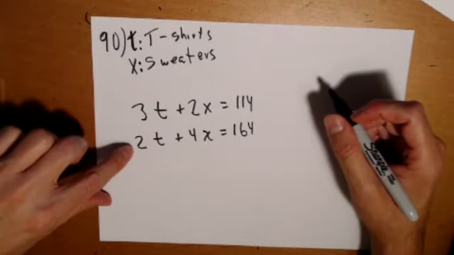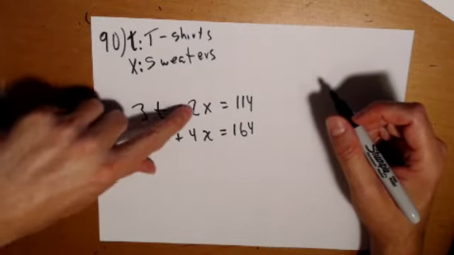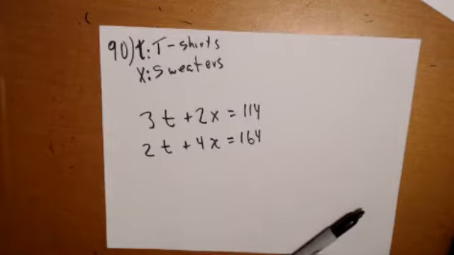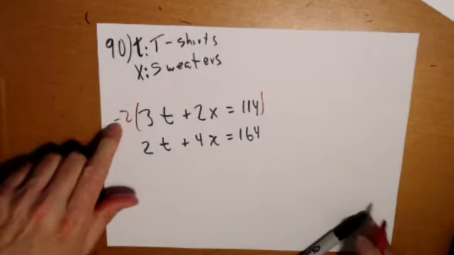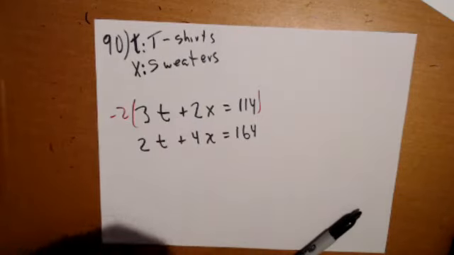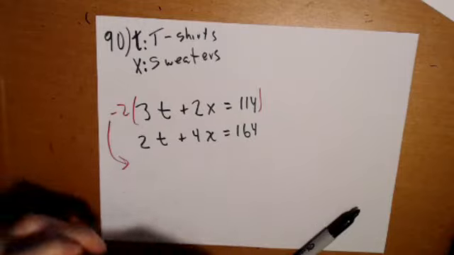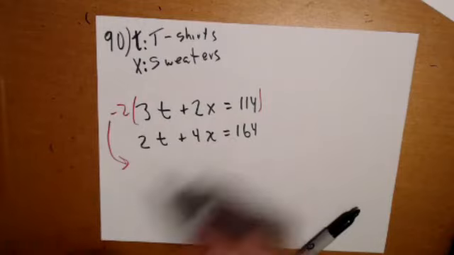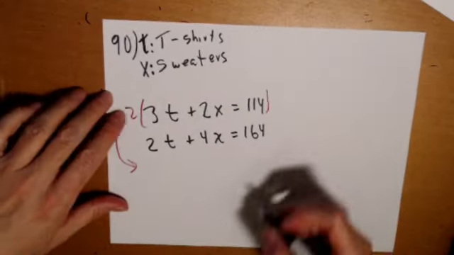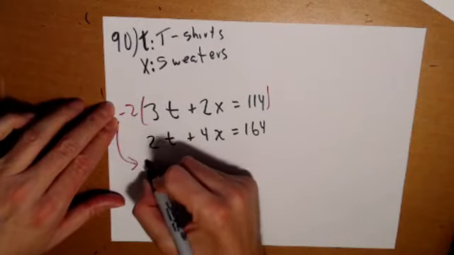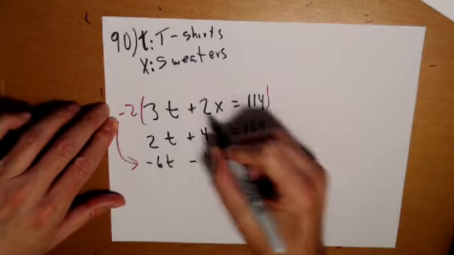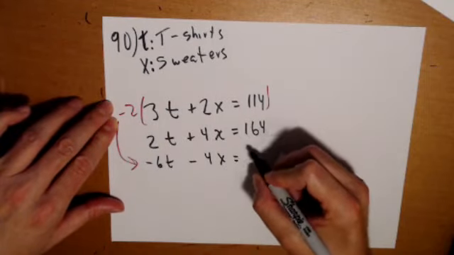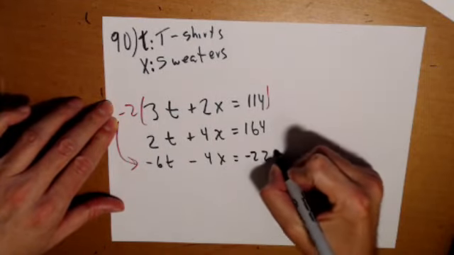I want to save 5 seconds, and I'm like, oh wait, 2 goes into 4. So if I just multiply this top line by -2, that'll create a -4x, which will cancel with that, and I will save myself 10 seconds. So I'm going to rewrite it below this line because I'm not messing with it. -2 times 3, that's a -6t. -2 times 2 is -4x. -2 times 114. Double everything, -228.